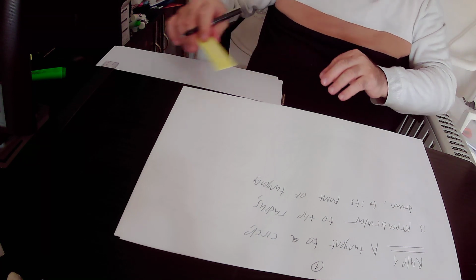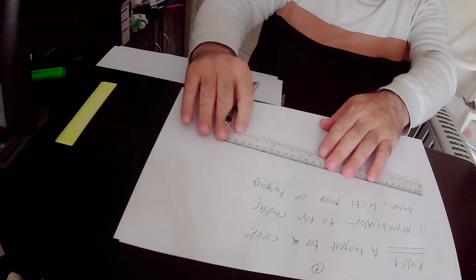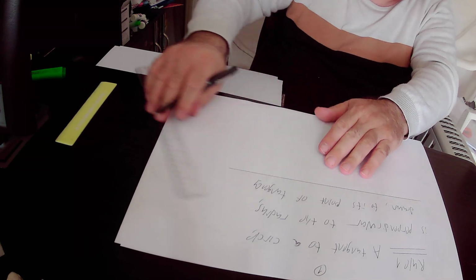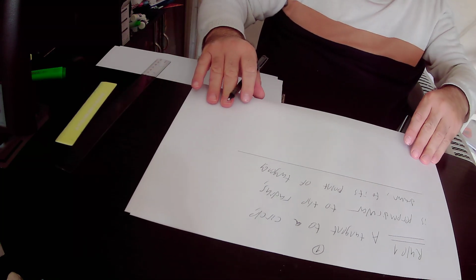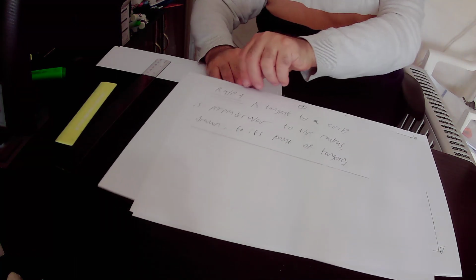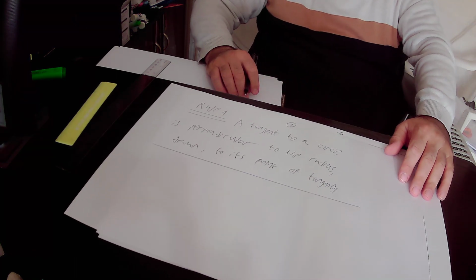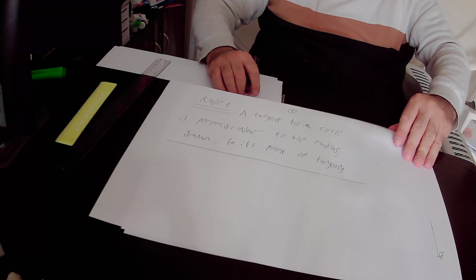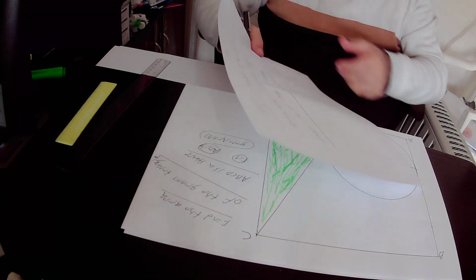So I will read rule number 1 again. According to rule number 1, a tangent to a circle is perpendicular to the radius drawn to its point of tangency. So what is the meaning of rule number 1?